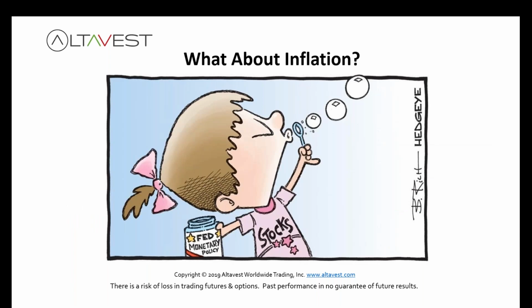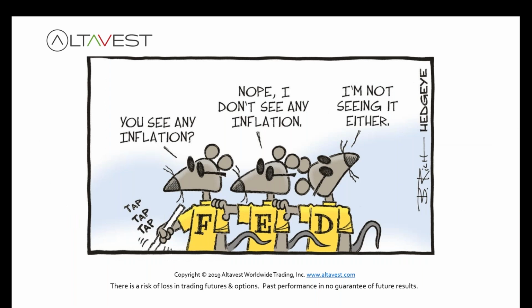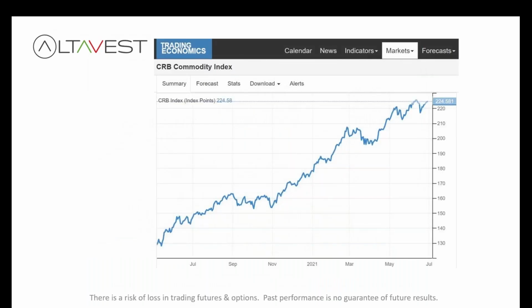And I know inflation's making headlines a lot, making fun of the Fed here as the three blind mice. They say they don't see any inflation, but I guess they've kind of admitted it, but now they say it's transitory. So here's the CRB commodity prices, what they've been doing for the last year. Pretty much doesn't get more bullish than that.